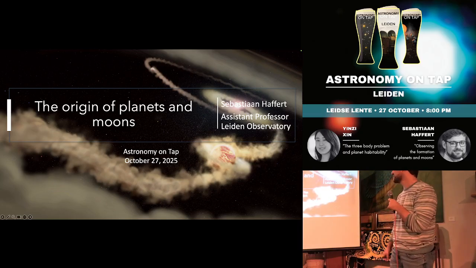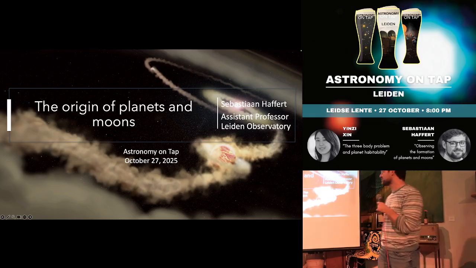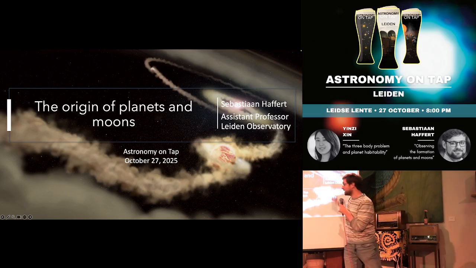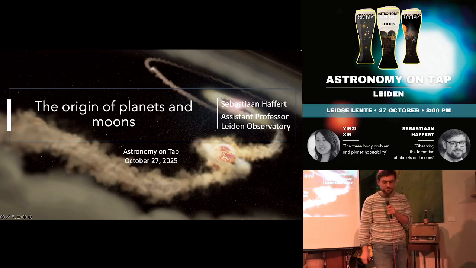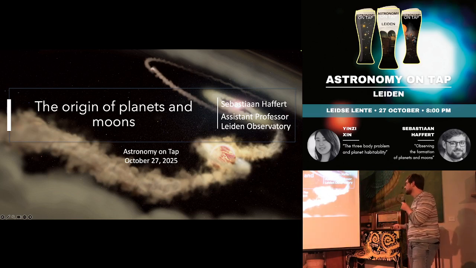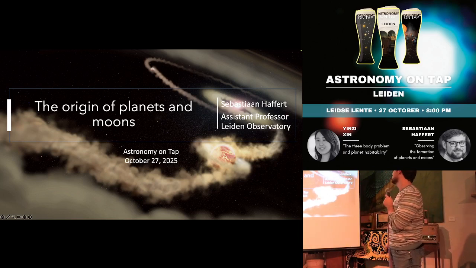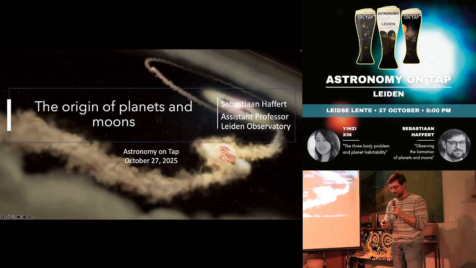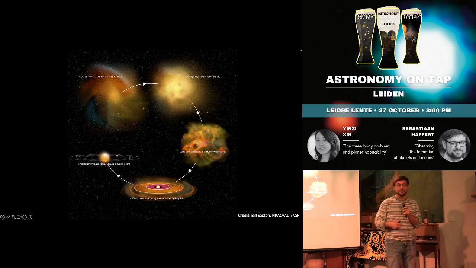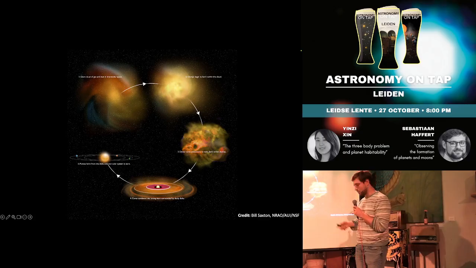So I'm going to talk about the origins of planets and moons. And here you can see a very nice picture made by some people at the Space Telescope Science Institute in the US of a planetary system that I detected already way too long ago. But I will tell you about it later.